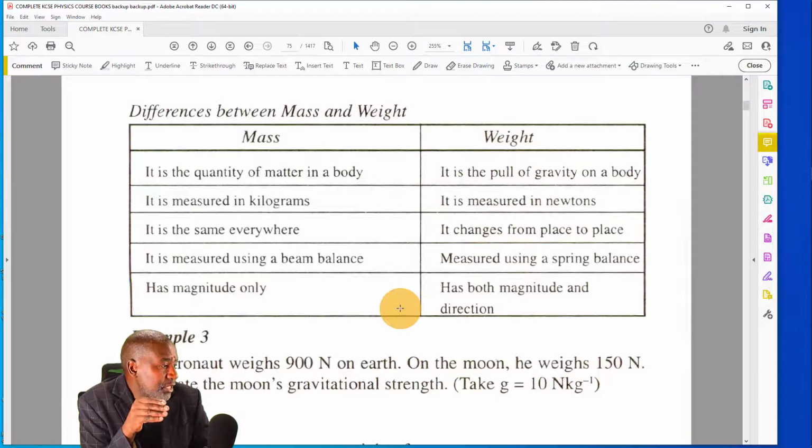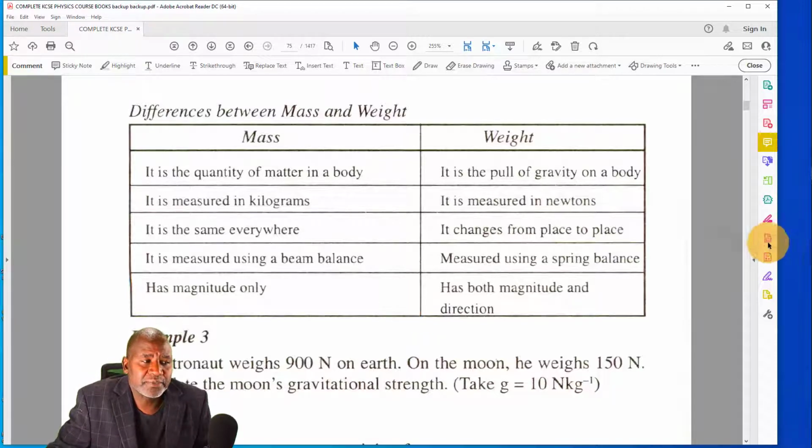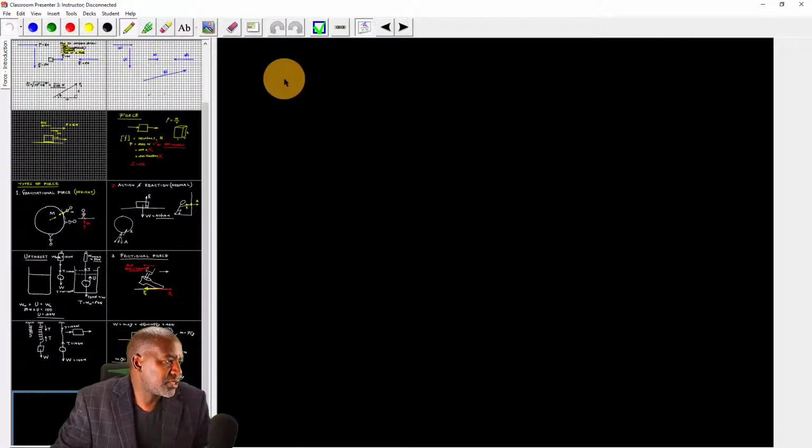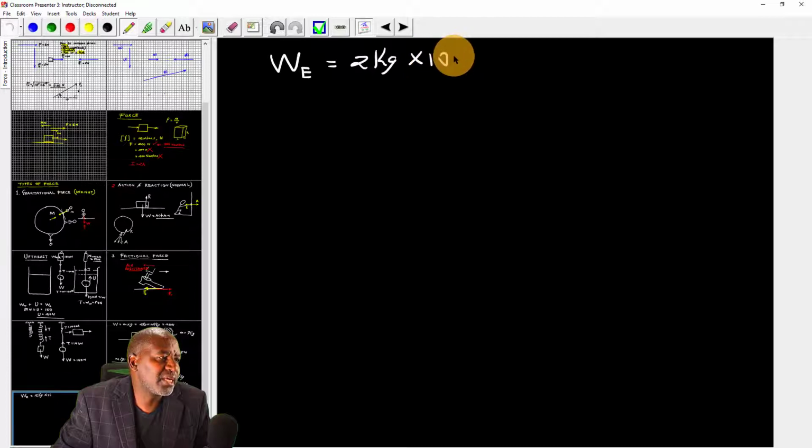Other differences include that mass is measured in kilograms, weight is measured in newtons. This one is important: the mass is the same everywhere, but weight changes from place to place. Now let me illustrate this with what I've just calculated. The weight of a 2 kg mass on Earth is 2 kilograms multiplied by 10 newton per kilogram, and I find it is 20 newtons.